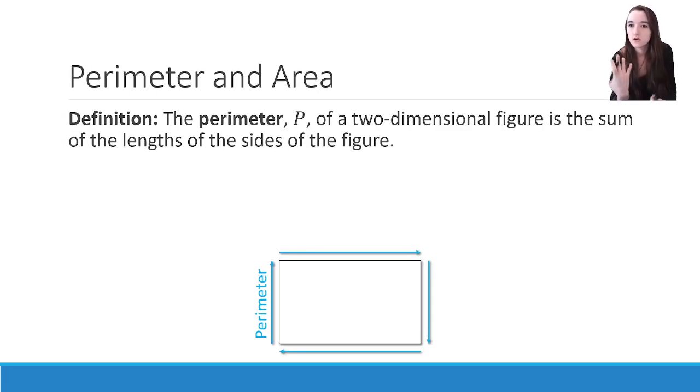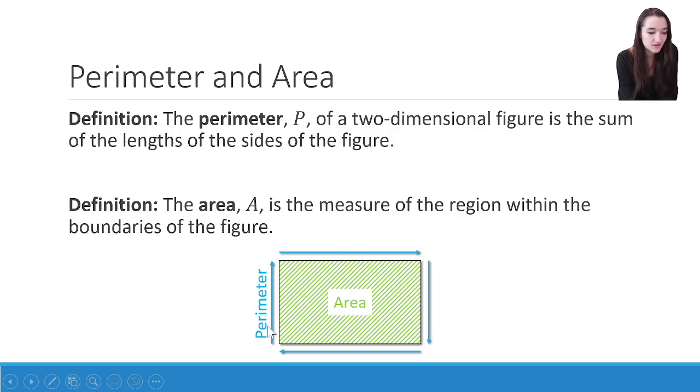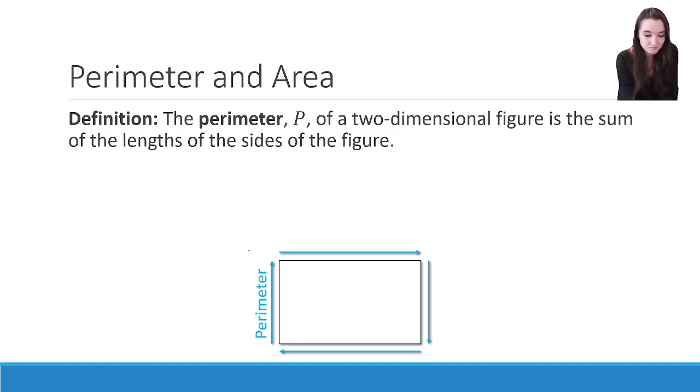So first, some definitions. The perimeter, which we will often refer to as a capital P, of a two-dimensional figure is the sum of the length of the sides of the figure. So here I have a rectangle. The perimeter around the rectangle is just the lengths of each side added together.